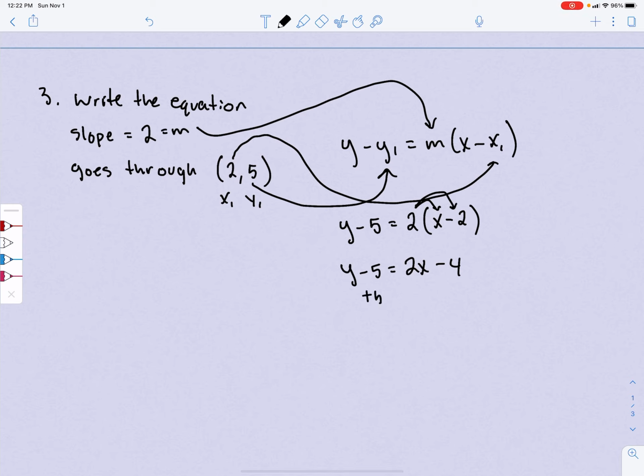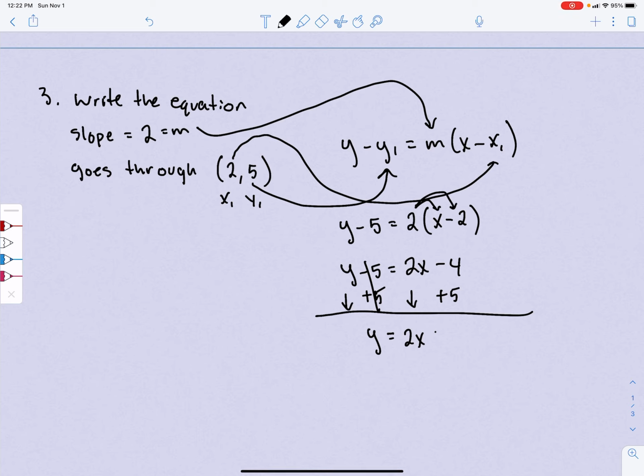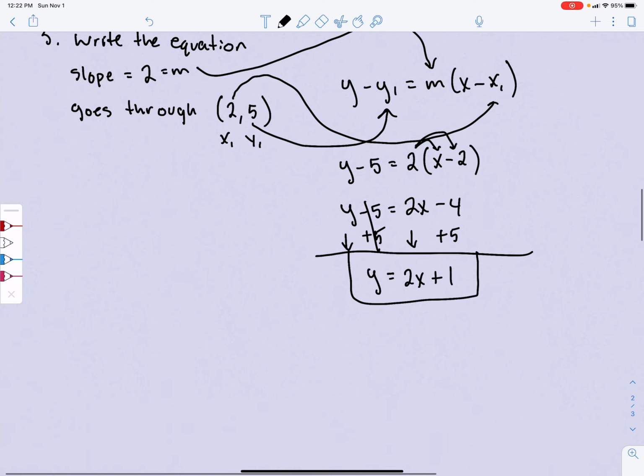So I'm going to add 5 here. And obviously I have to add it to this 4. I cannot add it to that 2x. The reason is that has an x. So once I'm done, that cancels, bring everything else down. I end up with y is equal to 2x and then negative 4 plus 5 plus 1. And that would be my answer. We always want our answer in y equals. We'll look at one more example.